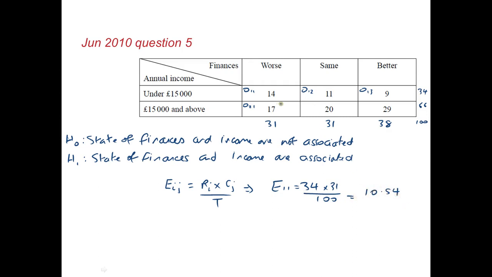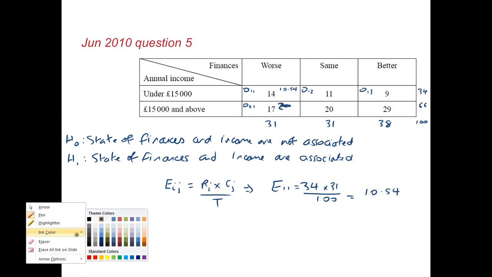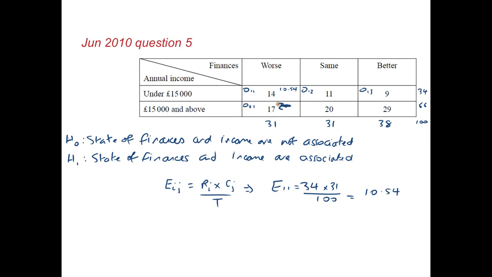Now this is the interesting thing. Once I know that this is 10.54, I can actually work out the other value without needing to use the expected value formula, because it must add up to 31. So I know for a fact, just change my ink color, sorry, I know for a fact that this value here has got to be 20.46.